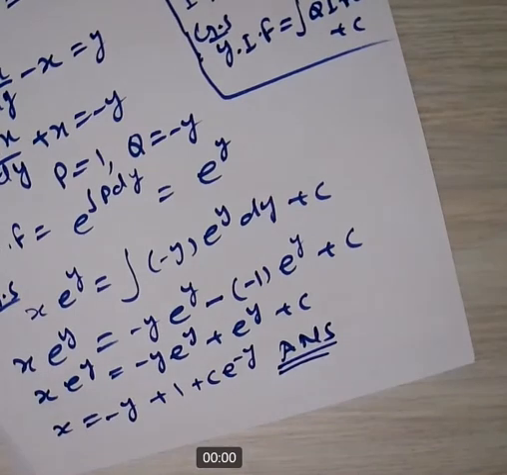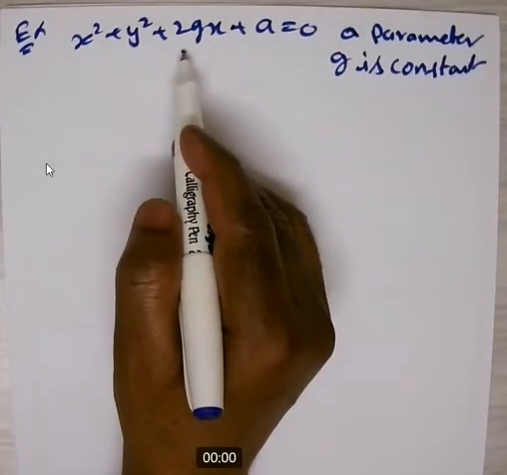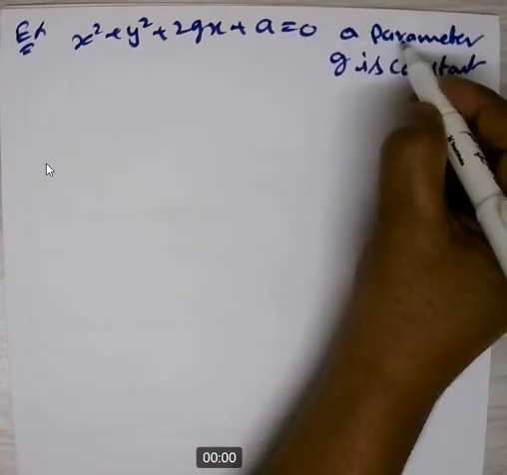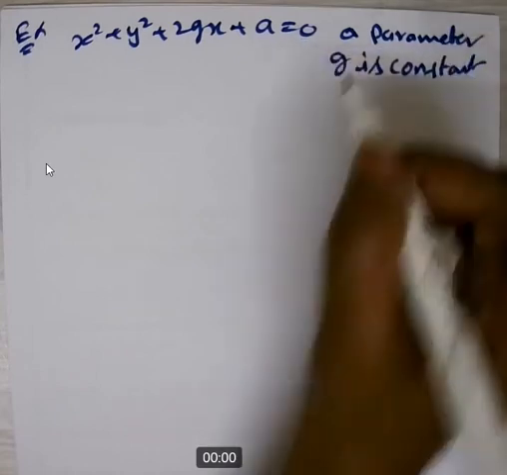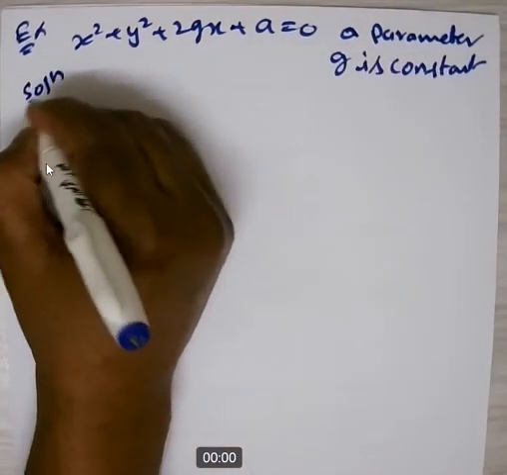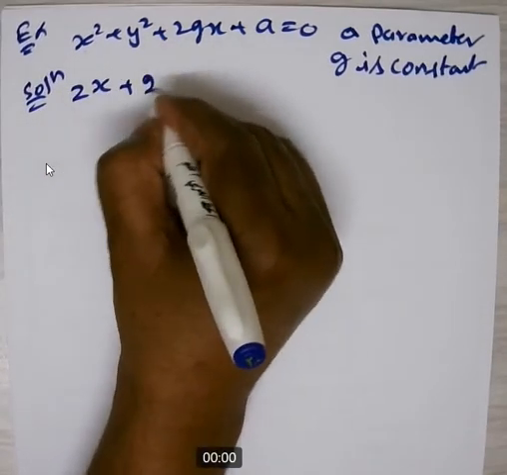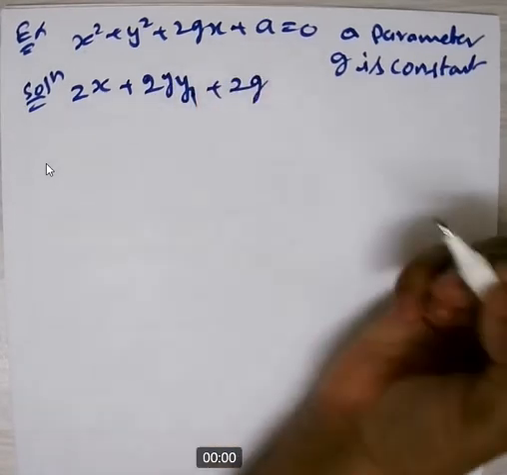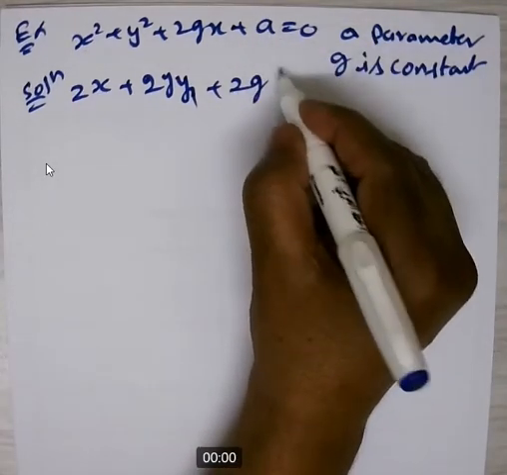Hopefully you understand, my dear friends. Another example is x square plus y square plus 2gx plus a equal to 0. Remember that here a is a parameter and g is a constant. It means you need to differentiate only one time because a is a parameter here. So to get the solution, you have to differentiate it. The derivative of x square is 2x, the derivative of y square is 2y y1, plus the derivative of 2gx is 2g, but remember that g is a constant, a is a parameter, so the derivative of the constant is 0.